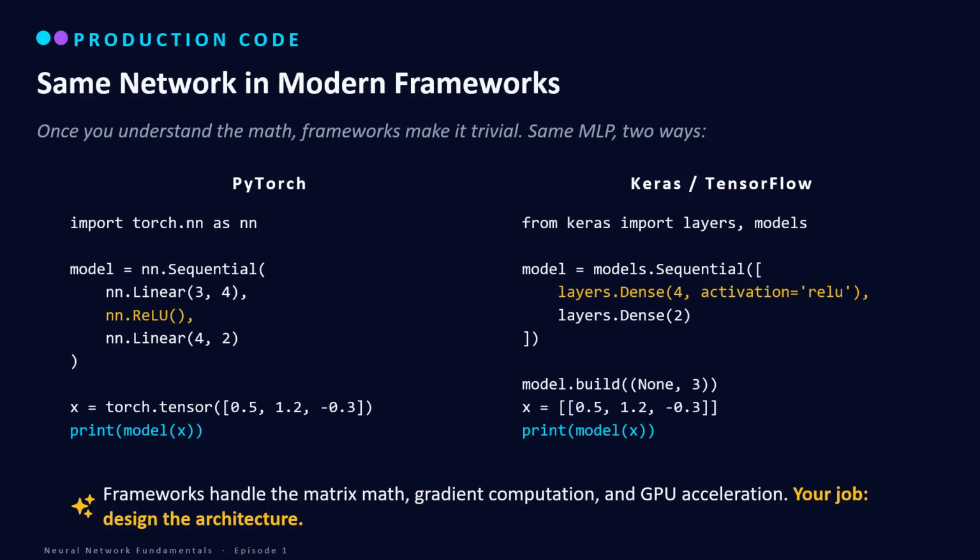Now in the real world, no one writes neural networks from scratch. Once you understand the math, frameworks like PyTorch and TensorFlow make it trivial. Look how short this is. PyTorch 4 lines, Keras 4 lines, same network, same logic. The framework handles the messy stuff, matrix math, gradients, GPU acceleration. What is your job? Design the architecture, pick the layers, and train the model. That is the magic. You learn the hard way once, now you can fly.